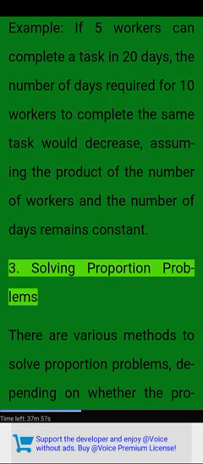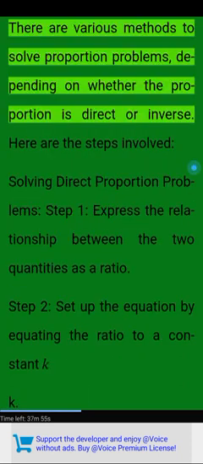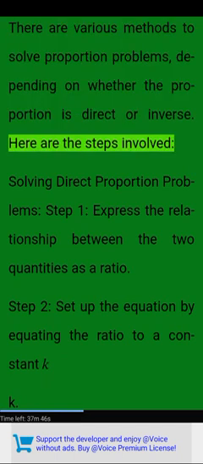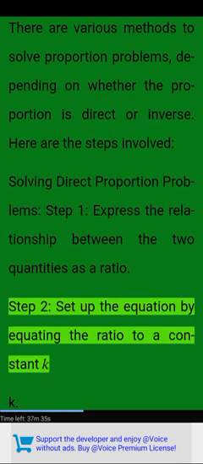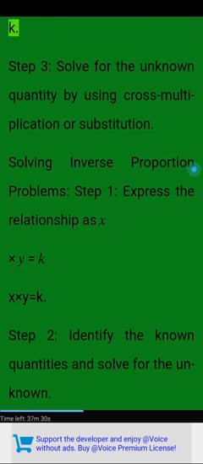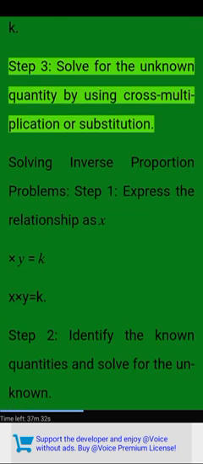3. Solving proportion problems. There are various methods to solve proportion problems, depending on whether the proportion is direct or inverse. Here are the steps involved. Solving direct proportion problems. Step 1. Express the relationship between the two quantities as a ratio. Step 2. Set up the equation by equating the ratio to a constant k. Step 3. Solve for the unknown quantity by using cross-multiplication or substitution.